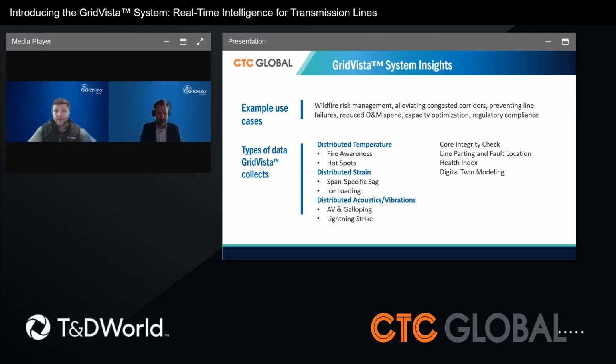And that measured truth supports real-world use cases like wildfire risk management, alleviating congested corridors, preventing line failures, reducing O&M spending, capacity optimization, and compliance. The point is not more data. The point is measured truth, continuously and distributedly, so action can happen before issues even escalate.